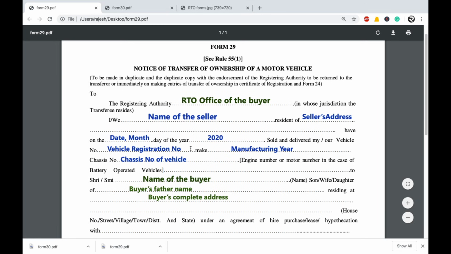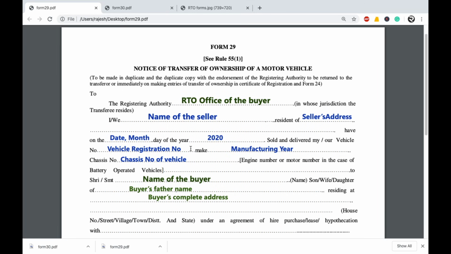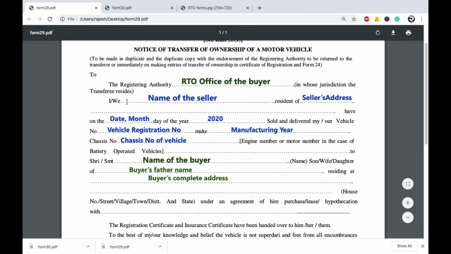See, whenever you are filling this form, you will find two words. One is transferor and the other one is transferee. Here you can find the transferee. Here the transferee means the person who is buying your vehicle, and the transferor means the person who is selling the vehicle.